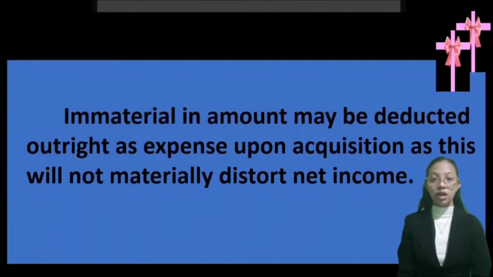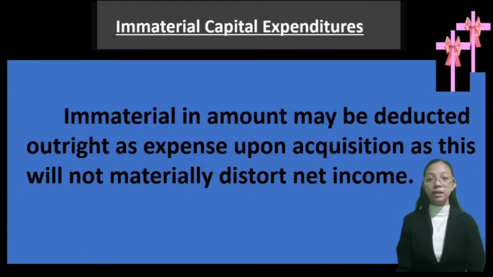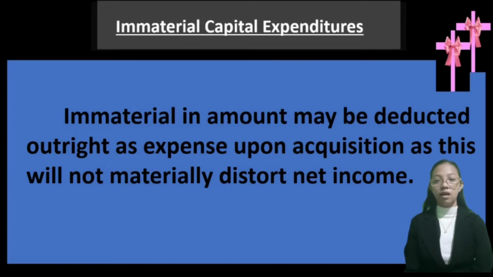So now, let's move on to immaterial capital expenditures. Those immaterial in amount may be deducted outright as expense upon acquisition, as this will not materially distort net income. Examples are items of PPE, inventories, and prepayments that are immaterial in amount. Here, the inventory method may be impractical to use for such items. And that wraps up my topic.